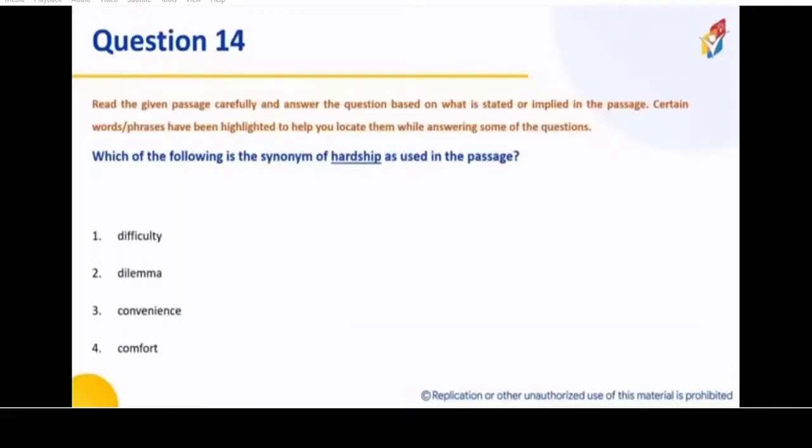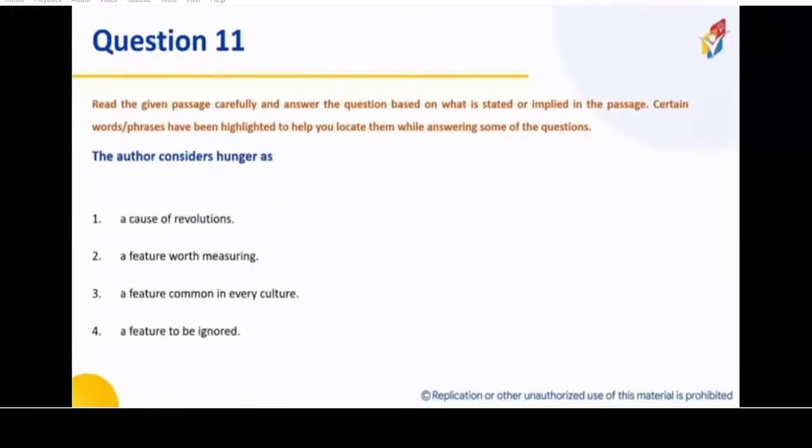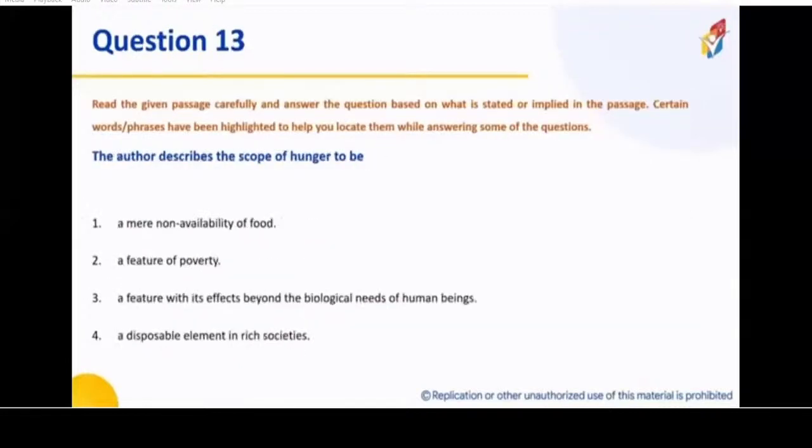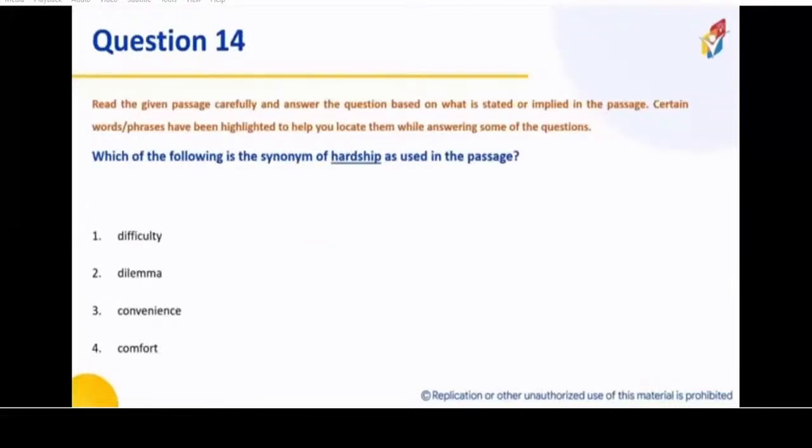Look at the question on hardship. Which of the following is the synonym of hardship as used in the passage? So let's try to replace this with all the words that are given. We have difficulty, one of the options. Severe economic difficulty. So when you have economic difficulty, when you do not have enough money, obviously there will be riots, right? So difficulty can be an answer. Let's look at the other options.